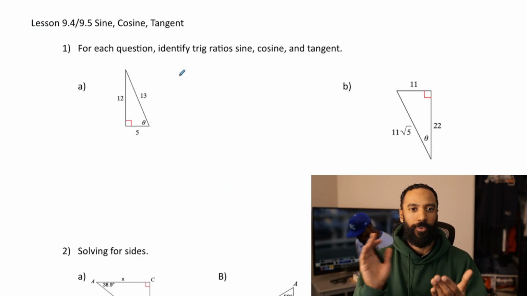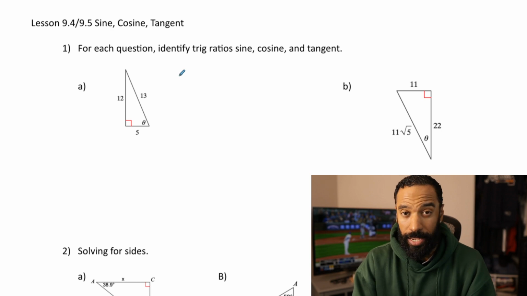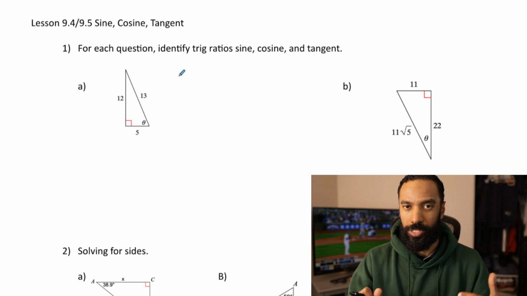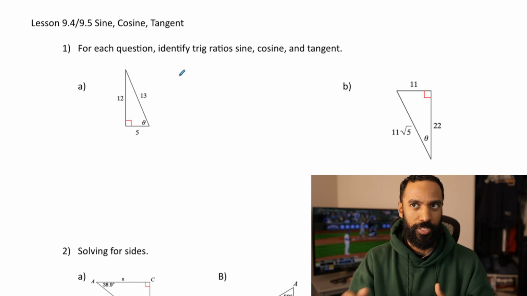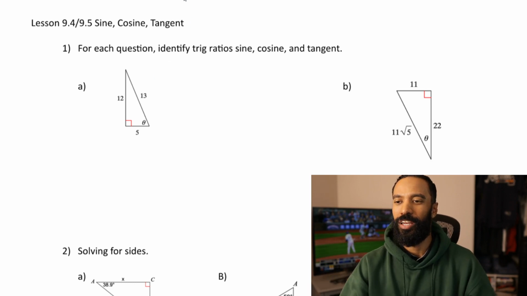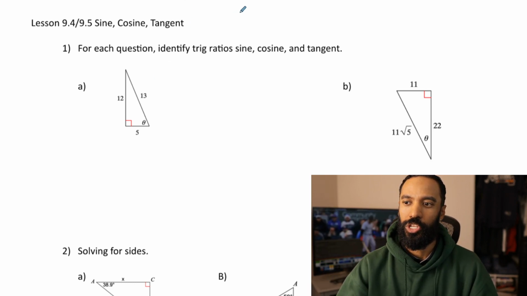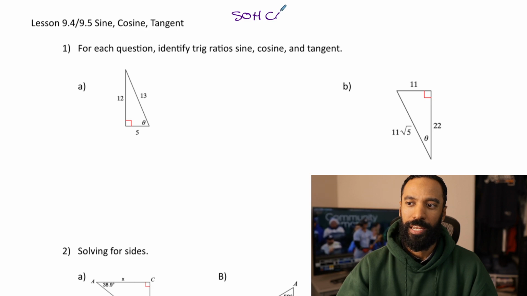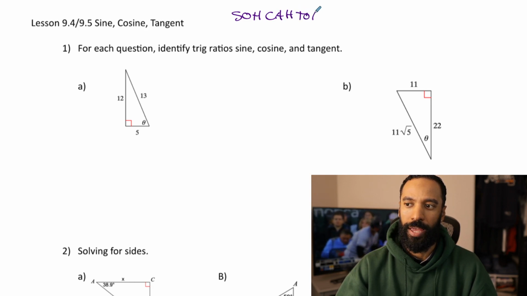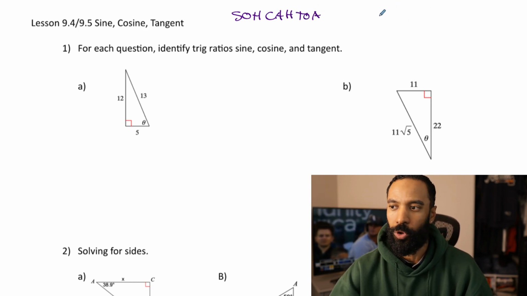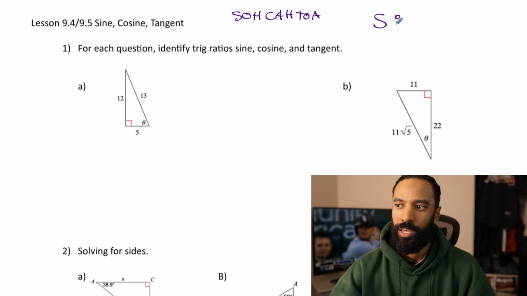Now we're going to 9.4 and 9.5 using sine, cosine, and tangent. 9.4 was strictly on tangent. 9.5 was strictly on sine and cosine. When you put them together, you get all sine, cosine, and tangent. You get SOHCAHTOA, baby. Now, people write this differently. This is how I write it. I see some people write it in a much more glorious way, like this.